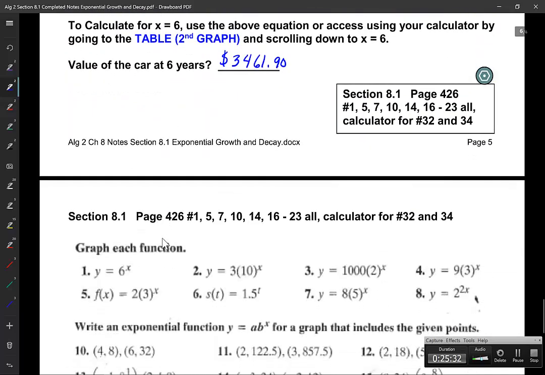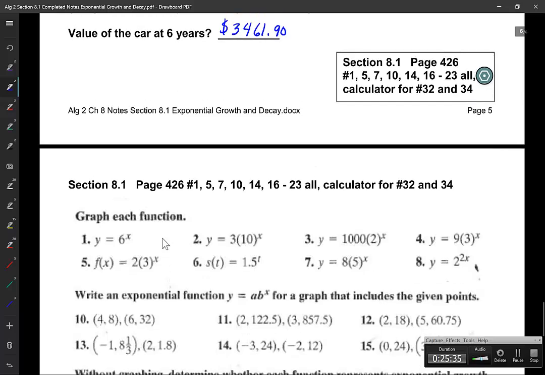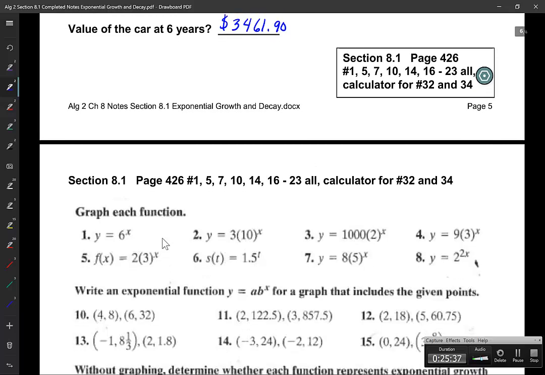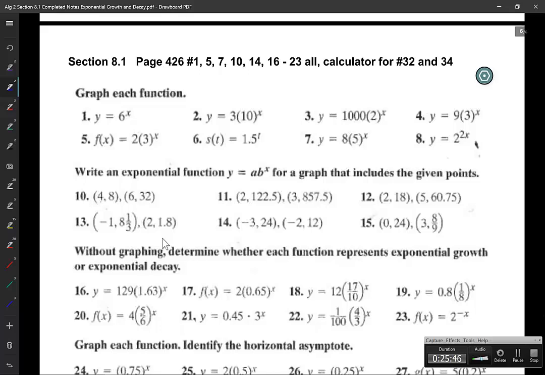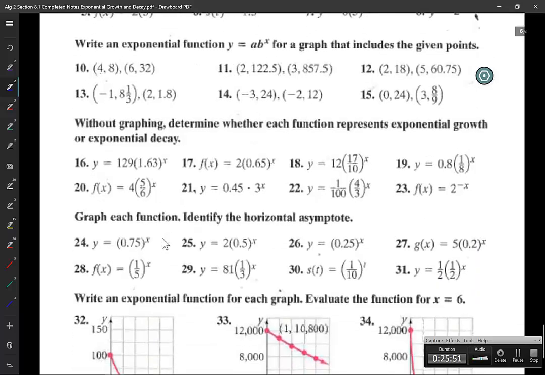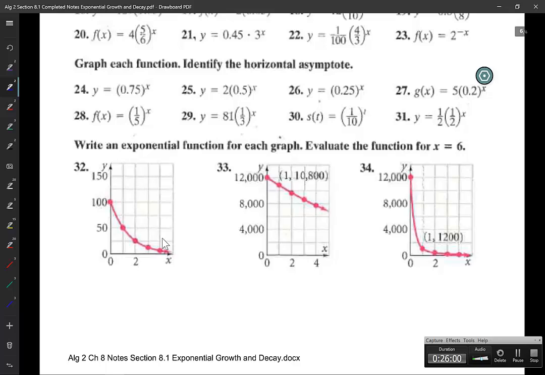As we look at our homework, just to overview, you're going to do some quick sketches on 1, 5, and 7. Plot maybe 3 or 4 points. On 10 and 14, you're going to compute the values of A and B, like we did in our example as well. On 16 through 23, you're going to have to tell whether it's growth or decay by focusing on the B value. And then lastly, you're going to use your calculators for 32 and 34 to come up with an equation that will best illustrate our depreciation situation here. And once you have that equation, evaluate the function for x equals 6.